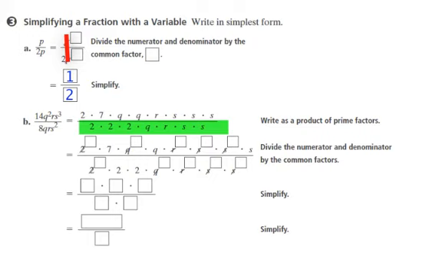8 is 2 times 2 times 2. Q will just be q, r will just be r. S squared will be s and s. Then we can start crossing things out and eliminating things.